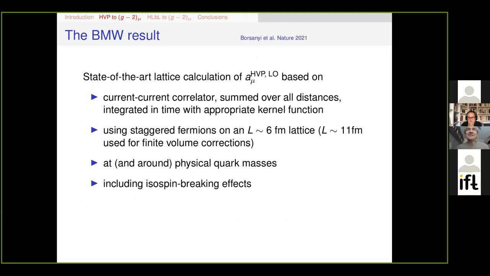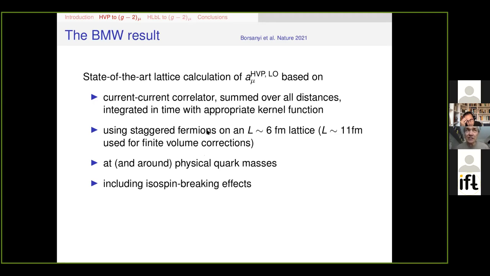Now, of course, an important issue is the comparison to the lattice, to this one calculation on the lattice, which has a similar uncertainty. So the BMW is a state-of-the-art lattice calculation of this quantity, and is based on putting a current-current correlator, evaluating this on the lattice, and you have to calculate in configuration space, then you sum over all distances, and then you integrate in time with sort of the analog of the K function I showed you in the dispersive integral. You have a kernel function depending on time, which you have to include when you calculate this in configuration space.